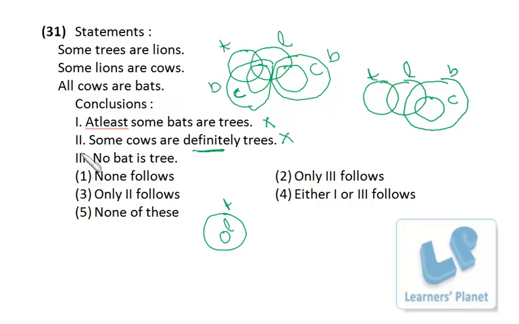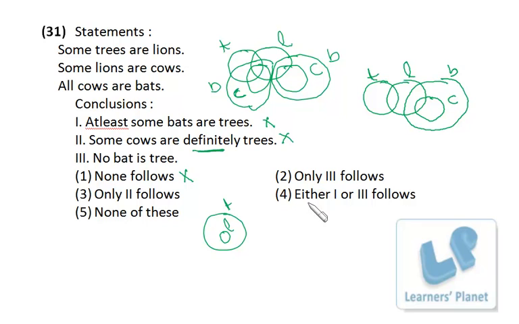This is a wrong conclusion. No bat is tree. There is no intersection between bat and tree. So in this case, bat and tree, there is no intersection, so that is true. Okay. Among the options, none follows. No bat is tree is a possibility.